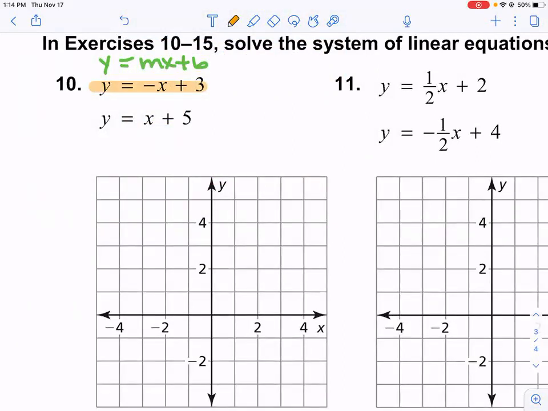Estelle, what's the y-intercept for this orange line? It is 3. And then what's our slope? -1. A negative slope, remember, means we need to fall. So our rise over run is 1 over 1, but we need to make sure that our line falls from left to right.